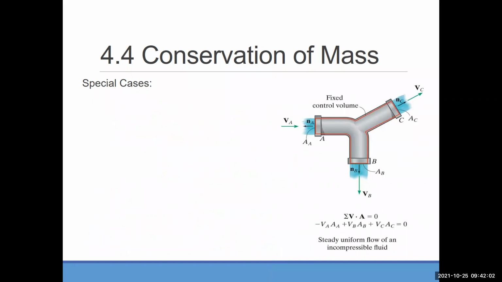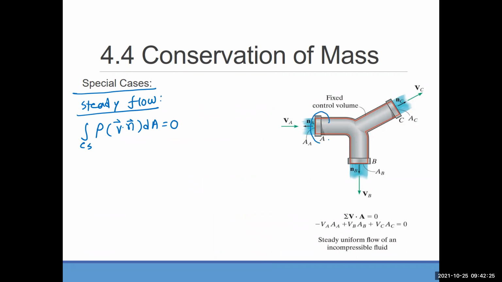Okay. So for steady flow, we got that the integral over the control surface of rho V dot N dA equals 0. Now for this case, how many control surfaces do we have? 1, 2, and 3, right? Or actually open surfaces, like control open surfaces, right?